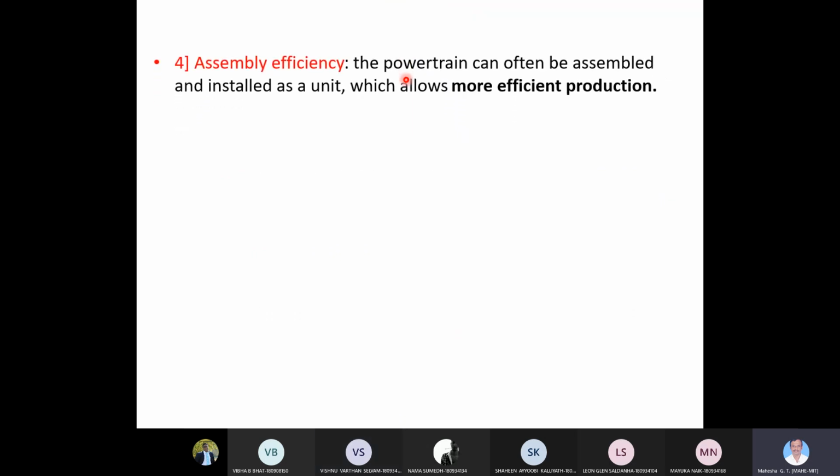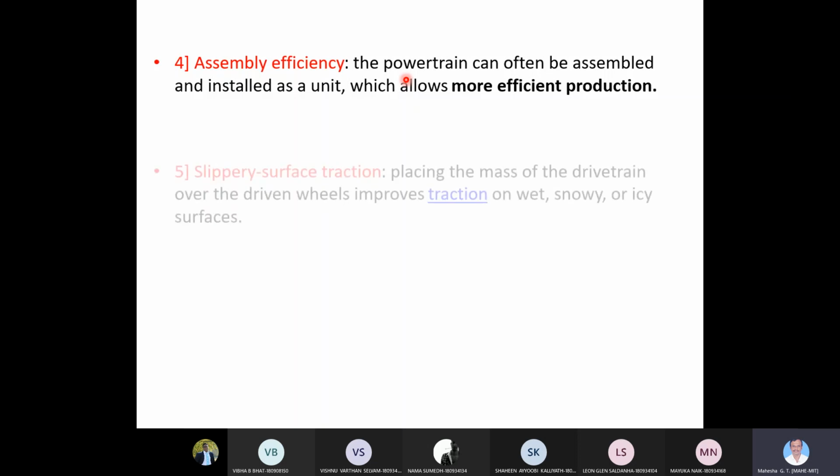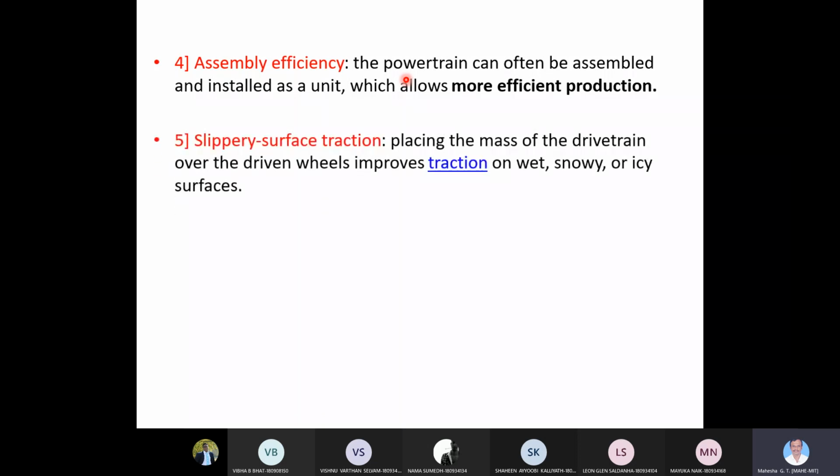Assembly efficiency will be better because it's a very neat and clean assembly. All of them, including the engine and the final drive, are put together in one single cabinet. That makes the assembly very neat and clean, with a very good appearance. Aesthetically it appears good, and that is another advantage when compared to the other drives.